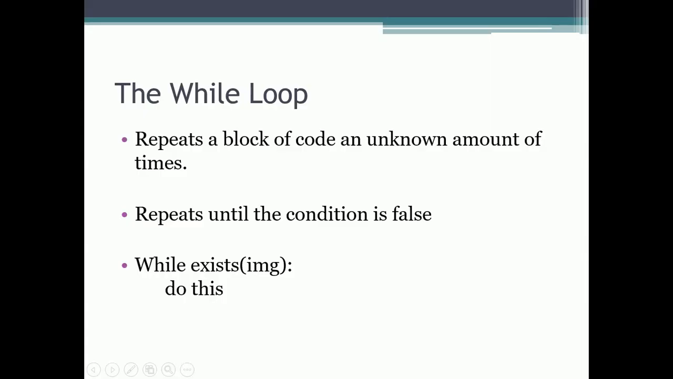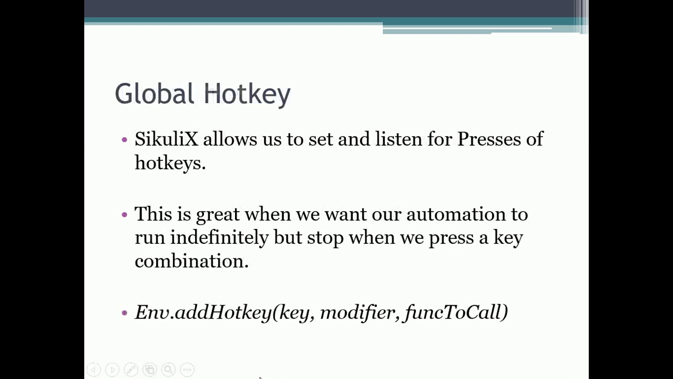Now let's look at the while loops. The while loop is used for repeating a block of code until a boolean expression is false. So while the expression is true, keep repeating the code. It's pretty simple. Commonly we use the while loop with the exists function, as it returns true or false if an image exists. We will also look at global hotkeys, and after that we will see a demo which will use a global hotkey along with the while loop.